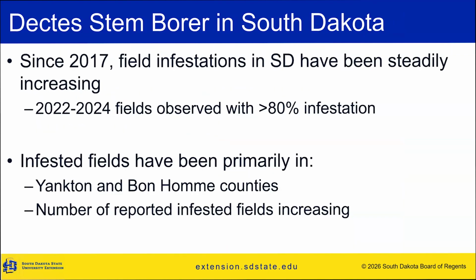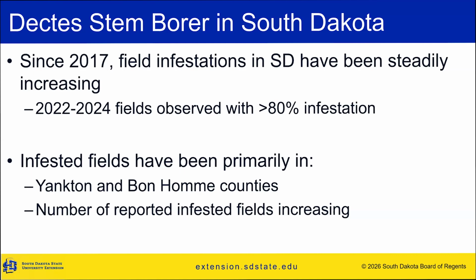Now, in South Dakota, we have been having increased issues with the Dectes stem borer. So that's why we're talking about it today. Since 2017, we've been having increased reports of field infestations of this pest. The thing that's concerning is for the last few years, when we go out to the fields that are reported, a lot of them we're seeing infestations where more than 80% of the scouted plants have a Dectes stem borer larva in them.